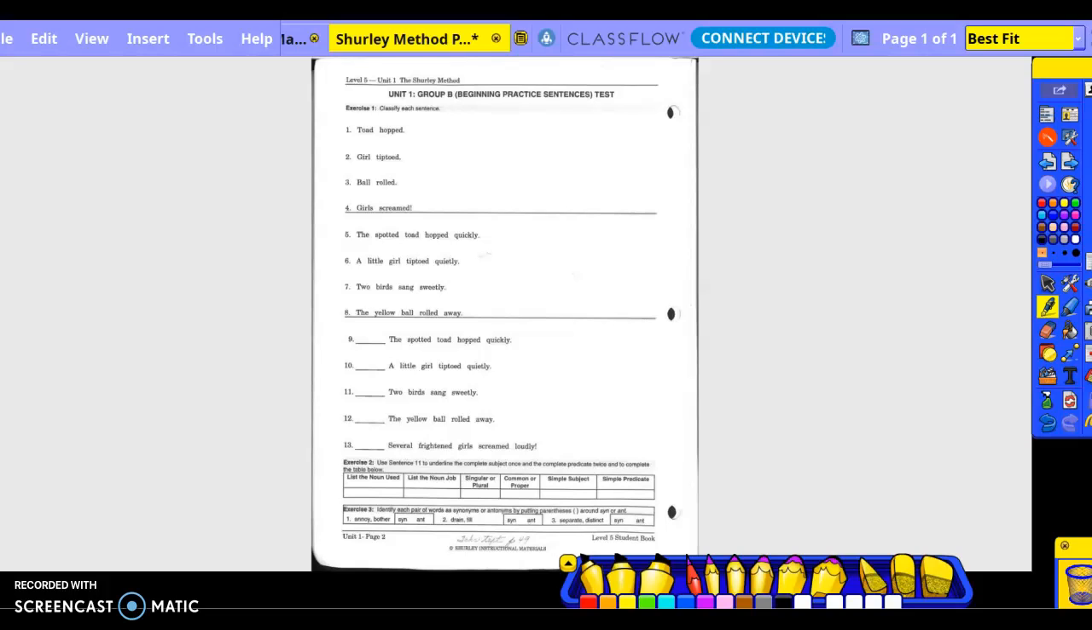Great, Shurley, page 2, recording part 2. Okay, so once again, we're still classifying our sentences. This time, though, we're going to add a pattern to it.